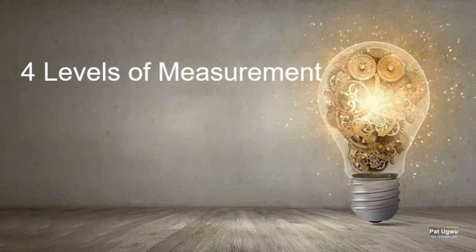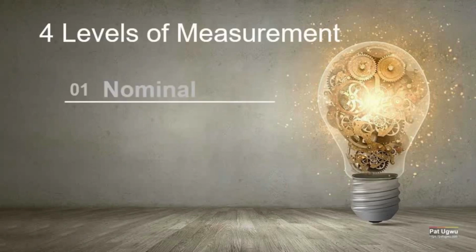Because of that, we need to understand that there are 4 levels of measurements, and the number 1 is known as nominal. The nominal scale is the most basic level of measurements. It assigns values or labels to objects or events, but the labels do not have any inherent order or numerical value. Operations that can be performed on nominal data are limited to counting frequencies and identifying modes.